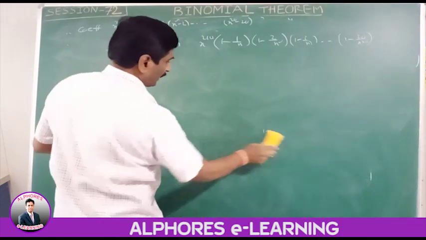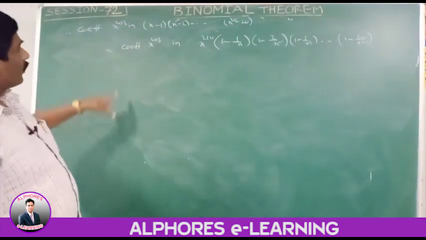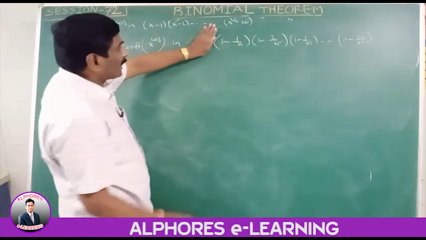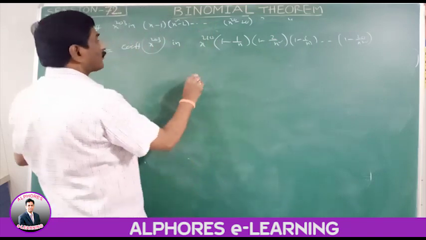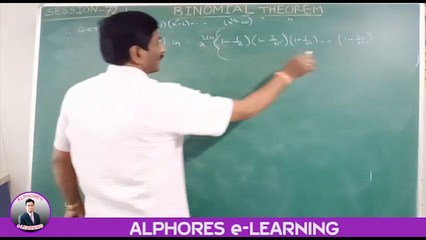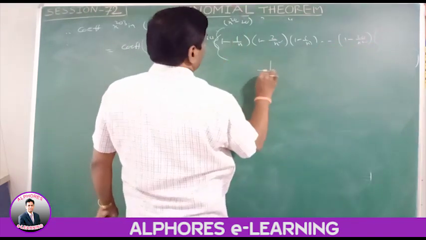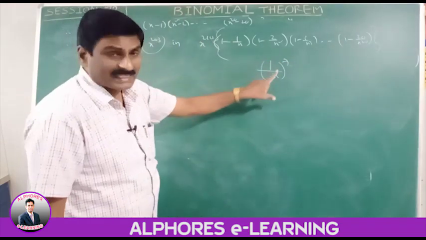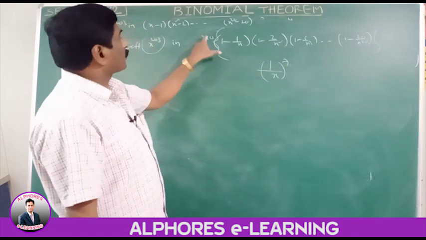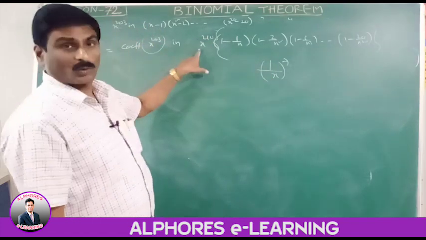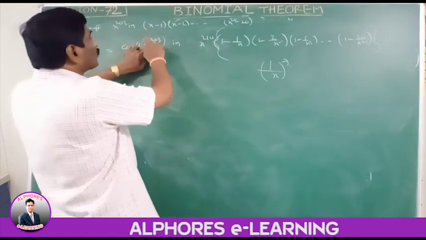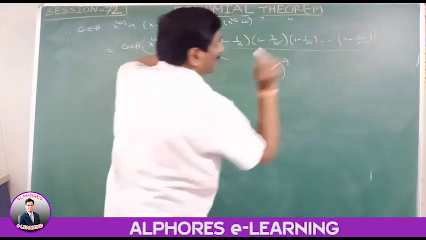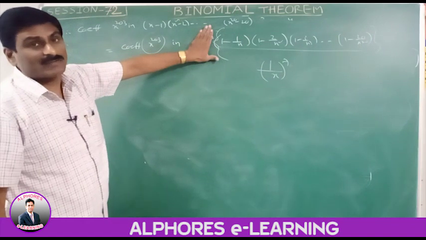These two expressions are equal. Now we find the coefficient of x^203. But here we have x^210 times something. That means in this expression we find the coefficient of (1/x)^7. Please observe: (1/x)^7 means 1/x^7, and x^210 divided by x^7 gives x^203. The coefficient of x^203 in this expansion is nothing but the coefficient of 1/x^7 in this expansion. Do you understand this?